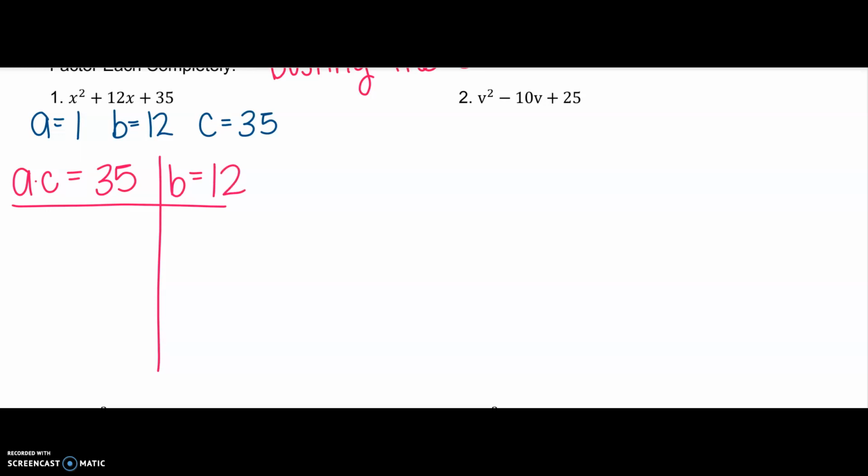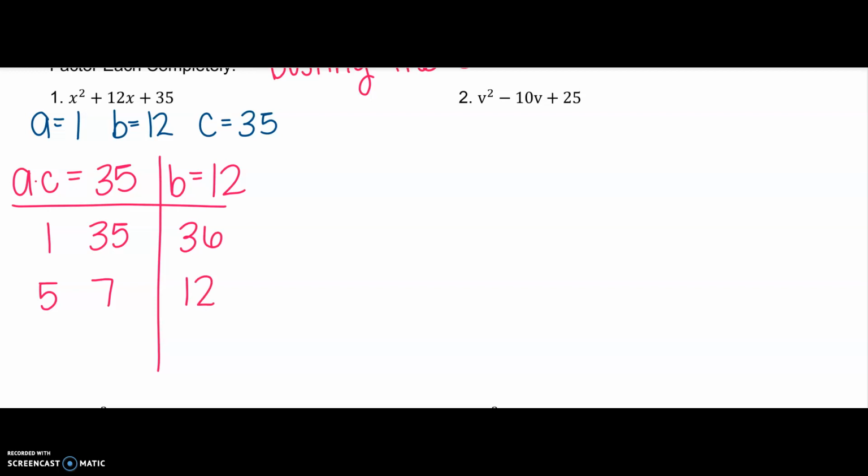On the left-hand side of my table, under a times c equals 35, I want to find all the factor pairs that multiply to be 35. We can do this by multiplying 1 and 35 together, and also 5 and 7. These are the only 2 factor pairs for 35, so we're done making our list. On the right side of our table, I want to find the sum of each of these factor pairs.